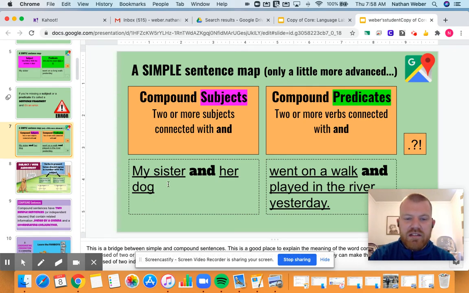For example, my sister and her dog. And then following the compound subjects, you have compound predicates with two or more verbs connected with an and. My sister and her dog went on a walk and played in the river yesterday. So there has to be two predicates. It's a compound predicate, went on a walk and played in the river. So please pause and write down this sentence map, copy it exactly how it is here. And then once you've paused the video and copied that into your notes, I will move on. So I'm going to keep going.